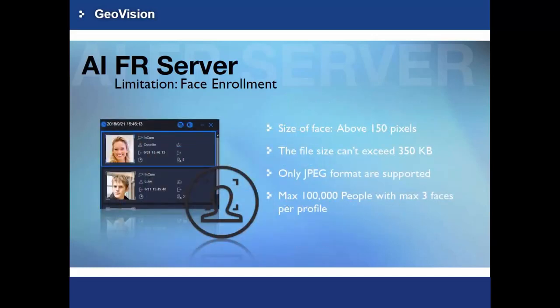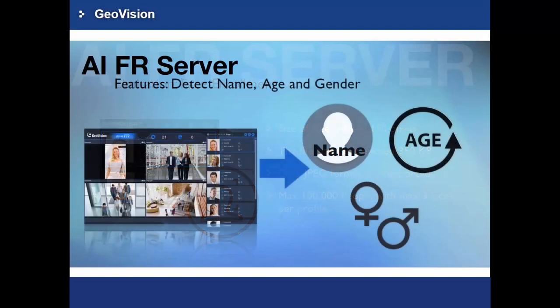Here are the other limitations about the face enrollment. The face image has to be above 150 pixels. The file size can be larger than 350 KB. It supports JPEG format only. Register up to 100,000 people. Each person is allowed to enroll up to 3 photos.